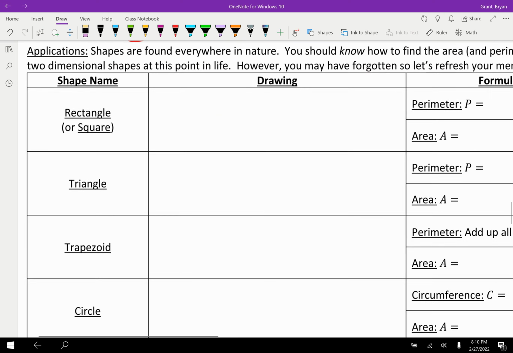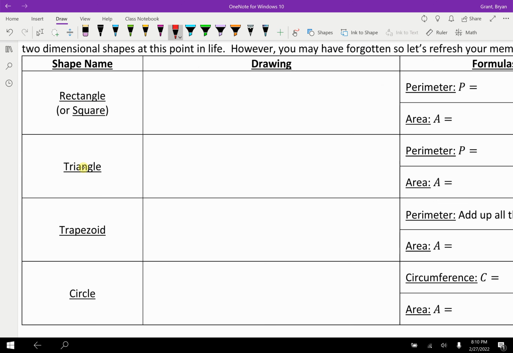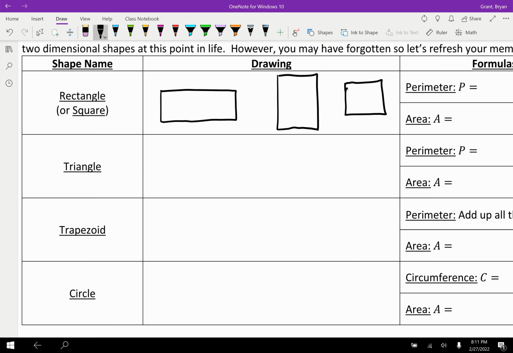So we have rectangles, squares, triangles, trapezoids, circles, and I'm going to draw a few of them just so you have some examples here, right? We have a rectangle. We know it could look like this. A rectangle could also look like this, or you could have, of course, a square, right? Squares have all the same sides. Rectangles have two different sides. A square is a type of a rectangle, but either way, looks something like that.